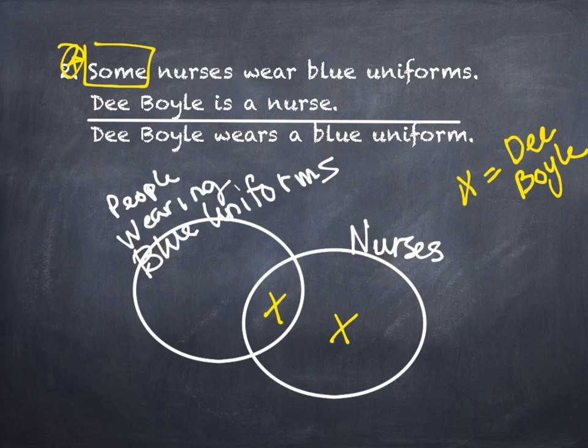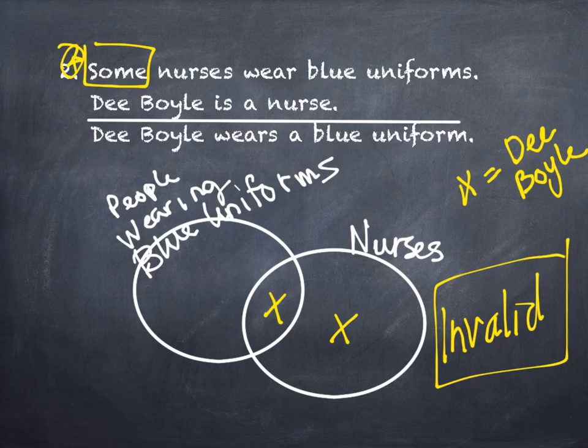Either of those places would be appropriate with the information we're given. And then we're trying to make the claim, D. Boyle wears a blue uniform. Maybe not, right? Because we do have D. Boyle as a possibility being out here, and there's no blue uniforms out here. Maybe she wears white or scrubs or something else that's not blue. So this would be invalid. I promise not all of them are invalid.